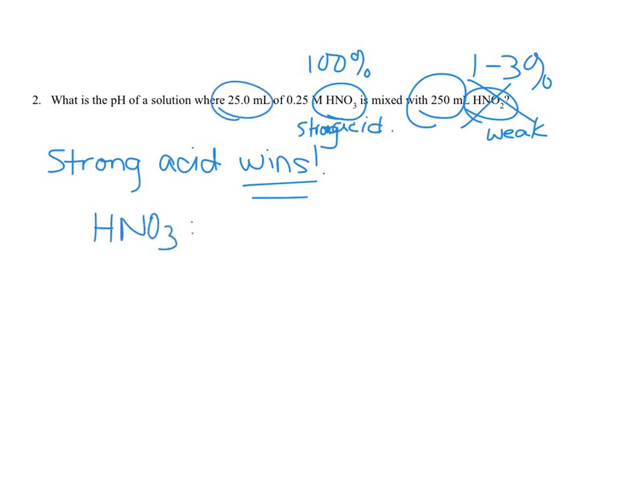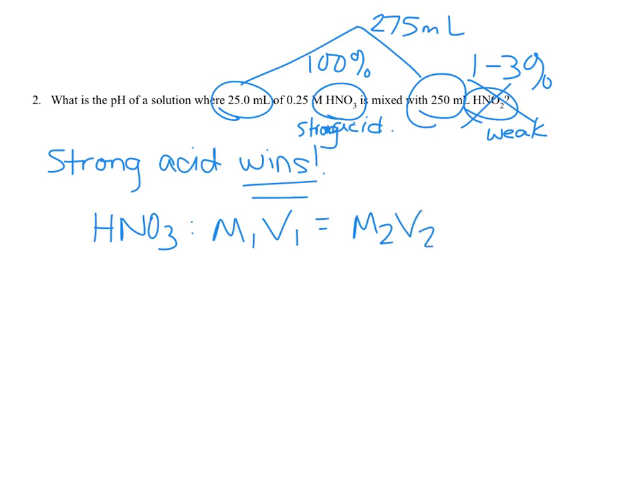I have 25 milliliters of it and 250 milliliters of the nitrous acid being added to it. So together I have 275 milliliters. So remember, just like we've talked about already today, anytime you mix two solutions together, you need to use this equation to calculate your new molarity. Once you have that new molarity, that's going to be the hydrogen ion concentration that you want to negative log to solve for the pH.